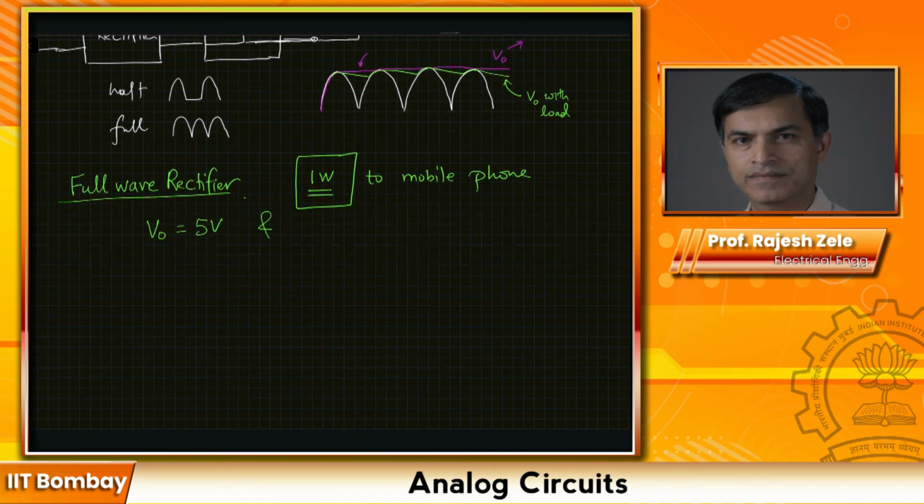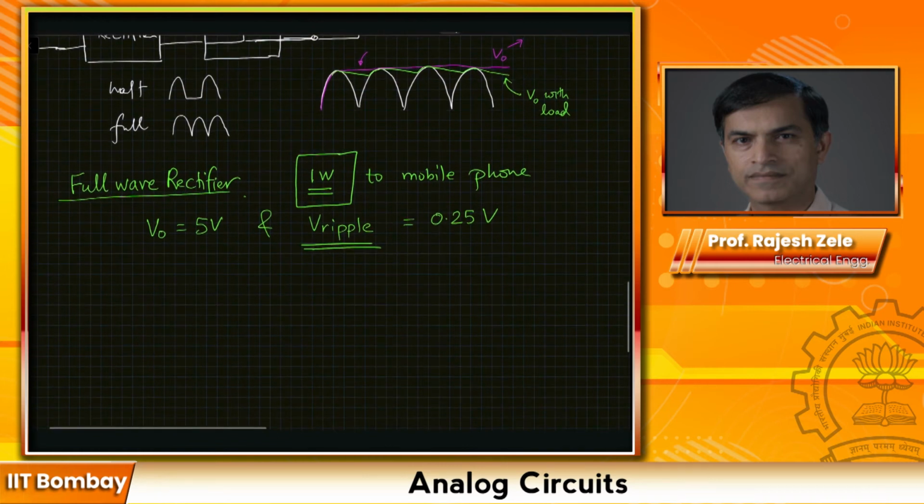An important specification is the V ripple, which needs to be maximum 0.25 volts. The ripple voltage, I'm going to show you what that looks like. It's this voltage, which is the V ripple. So for this condition, what's the minimum value of C, the capacitance, we need to use?